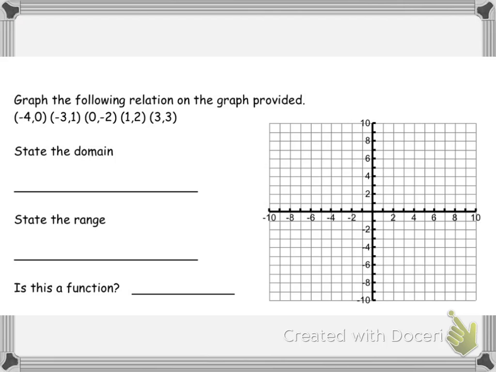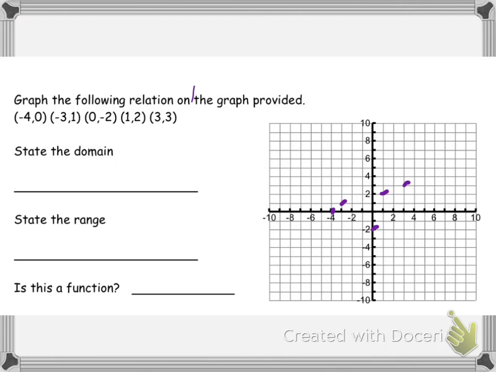Our next example presents a relation as a set of ordered pairs. The first thing I'd like you to do is graph the ordered pairs. Remember, the x-coordinate is listed first. That's how far to the left or to the right you go from the origin. And the y-coordinate is listed second. So you can see to graph (-4, 0), I moved to the left 4 units and then stayed on the x-axis. (-3, 1), to the left 3 and up 1, and so forth. There was (0, -2), (1, 2), and (3, 3).